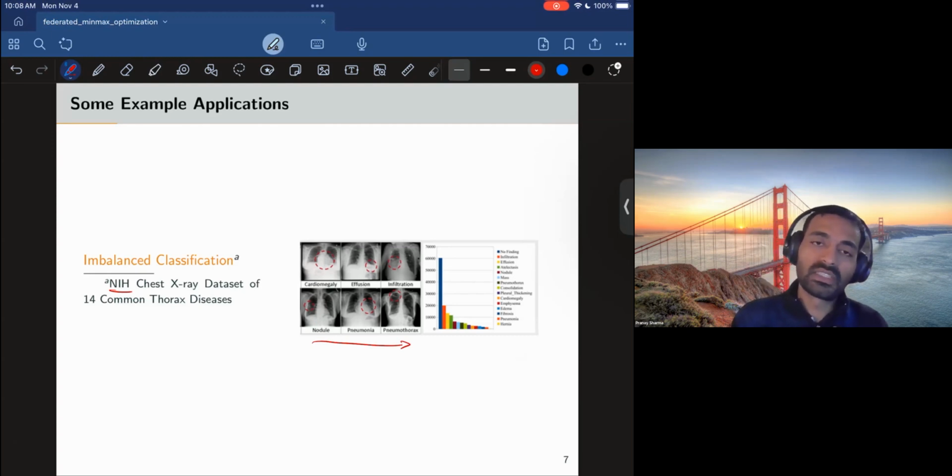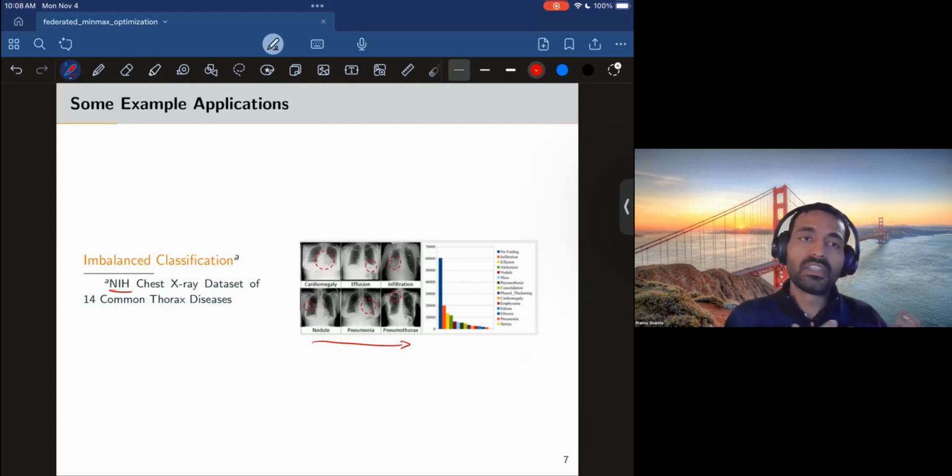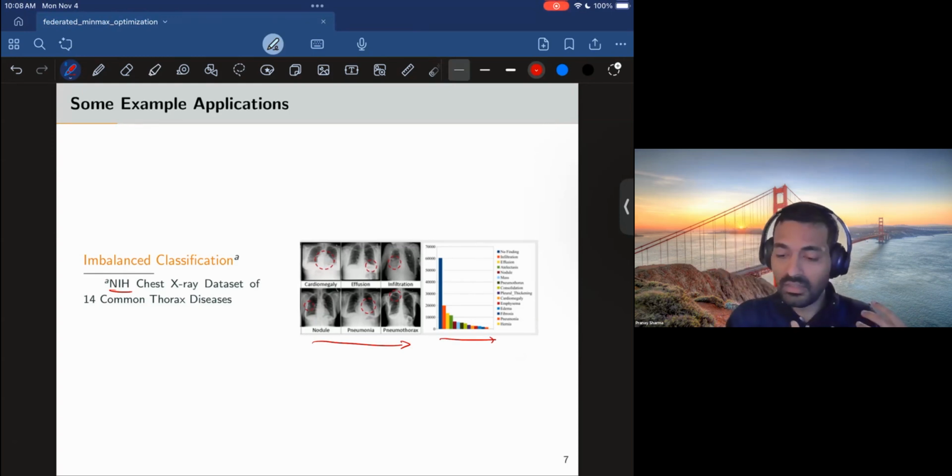However, because different diseases have different frequency of occurrence, we get a different number of chest X-rays for the different diseases. So this is a distribution of chest X-rays according to the disease. As you can see, for some diseases, you get a lot more samples than for the other diseases, right? Now, if we want to train a machine learning model which will classify these chest X-rays into the different diseases they come from, we have to account for this imbalance in the data, right?